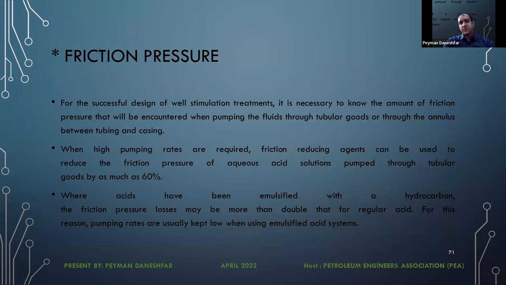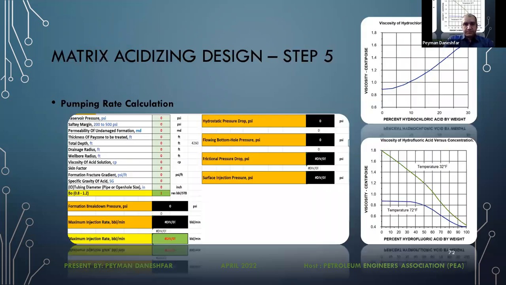Another important thing that we use is the friction pressure. The friction pressure will be produced by the contact of the acid and other additives with the tubulars and with the valves. So at a high pumping rate, I require a friction reducing agent to reduce the friction pressure of aqueous acid solution pumped through the tubular goods by as much as 60%. And another step is the pumping rate calculation. You should know about this: the permeability, depth, again skin factor, viscosity, and things.